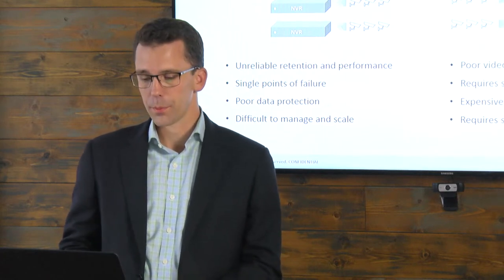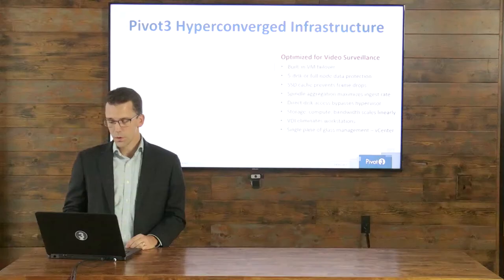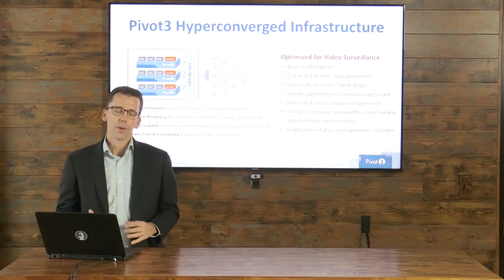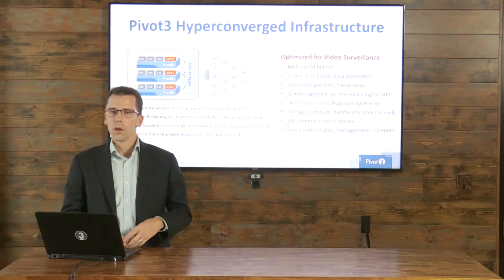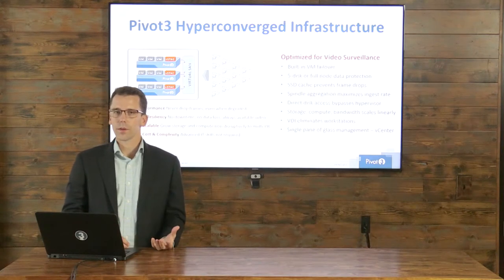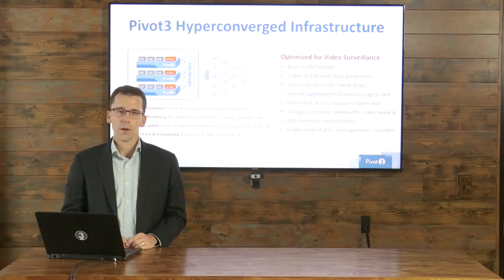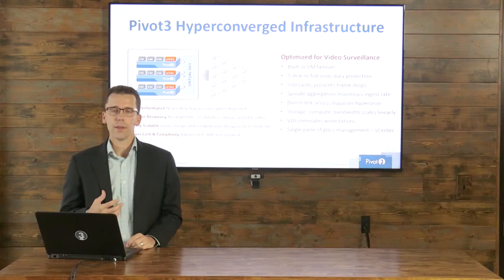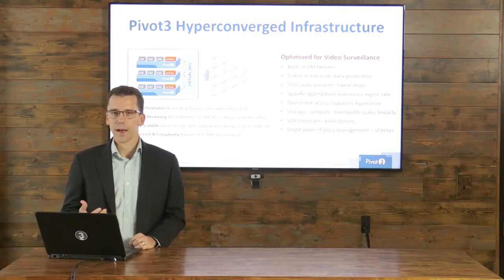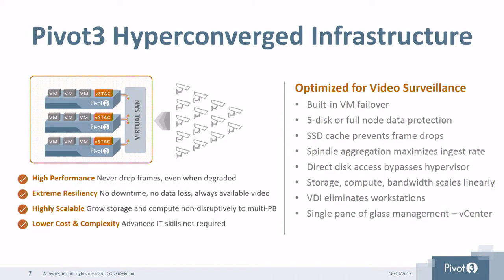So a SAN or a NAS is not really an ideal architecture for video surveillance, particularly a large-scale critical video surveillance application. So what do we do at Pivot3? We have really taken the best of both worlds. We've taken the low price point, the low level of complexity and commodity hardware of an NVR type solution, and now we've replicated the features, functionality and value that large-scale SAN and virtualized server infrastructure solutions can bring, and we combine them together into one common hyperconverged infrastructure platform.